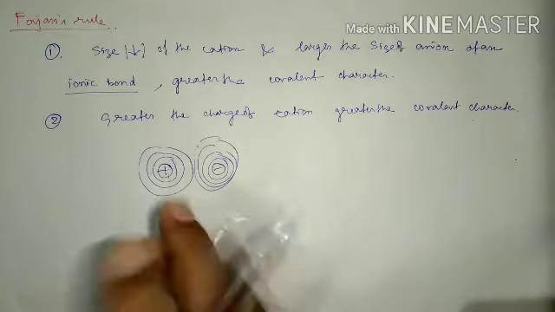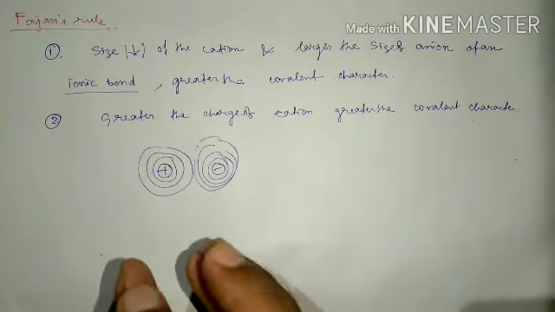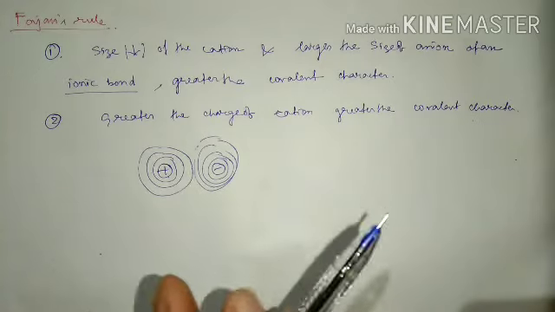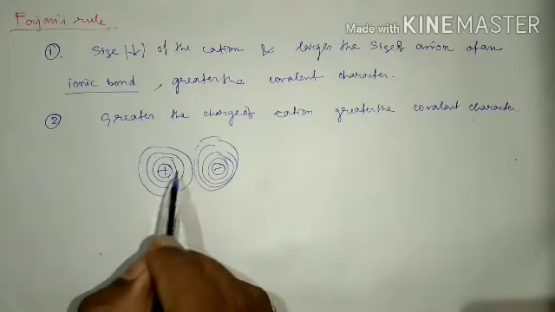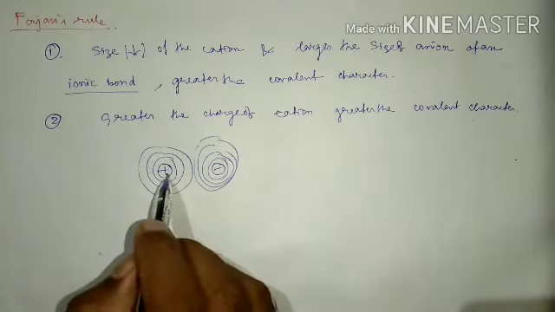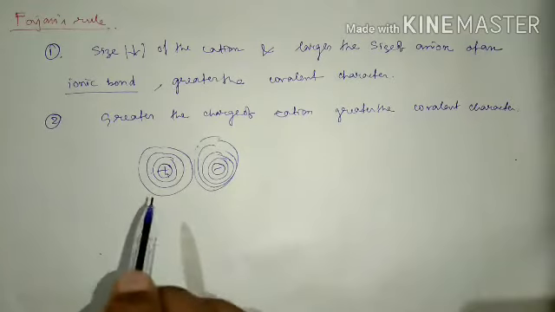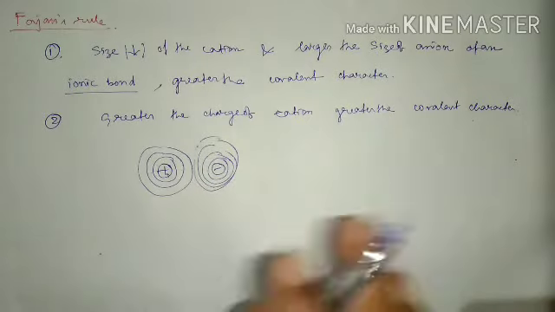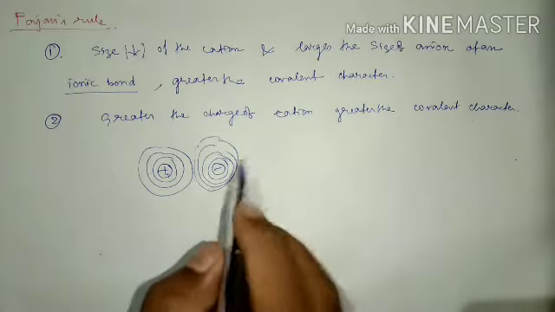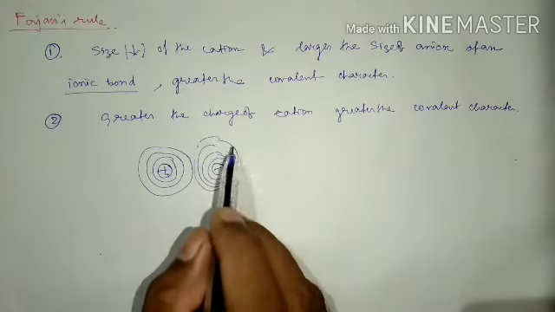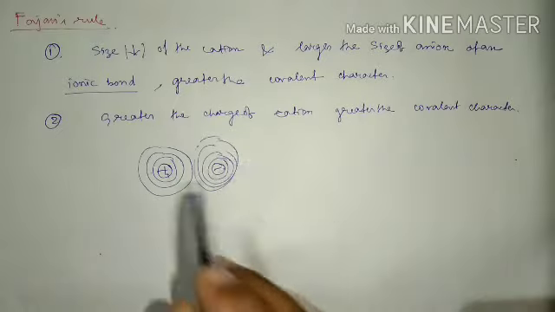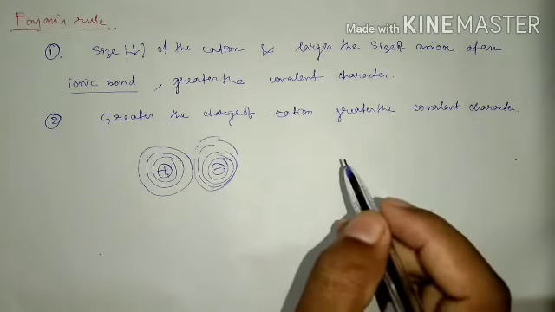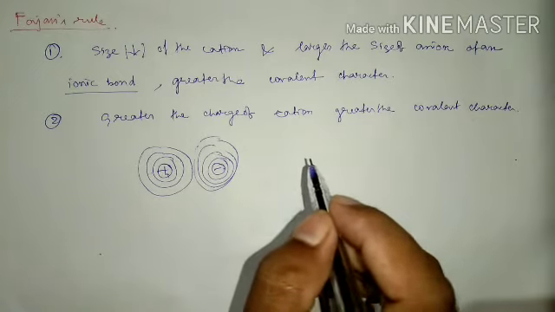Now if the size of the cation is smaller, then the electrons of the cation are strongly attracted towards its nucleus. So it has a greater tendency to polarize the anion. Similarly, if the anion is larger in size, then its electron cloud is easily polarizable. That's why it forms a greater covalent character.